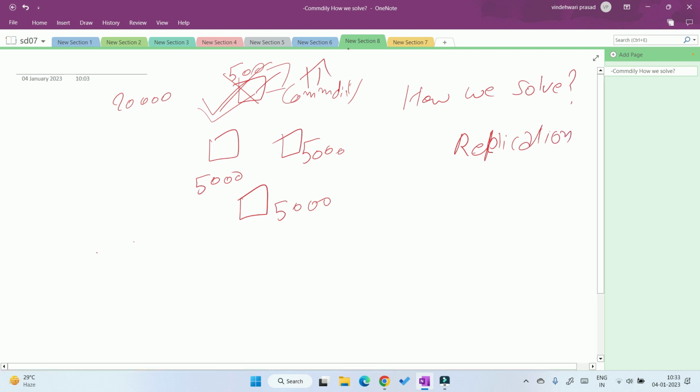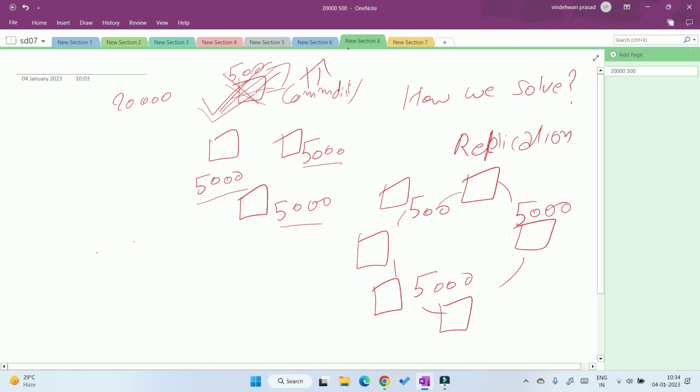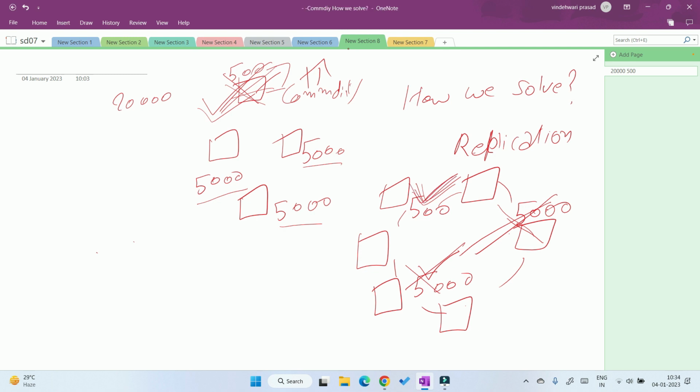Suppose we have 5,000 GB of data in the four departments. If any system fails, then we lose the data. To avoid this, we replicate our data into different systems. Rather than storing the 5,000 GB only here, we store the same data here too. This way, if one system crashes, we still do not lose the data, because the data is also present in two other systems. If the second system also crashes, we still have the data in the third system.